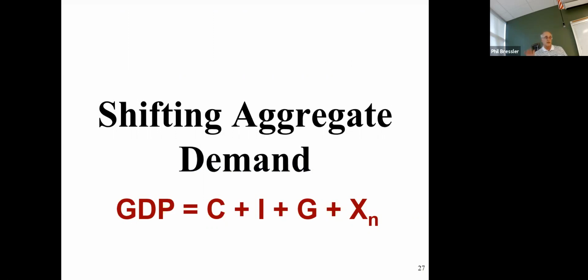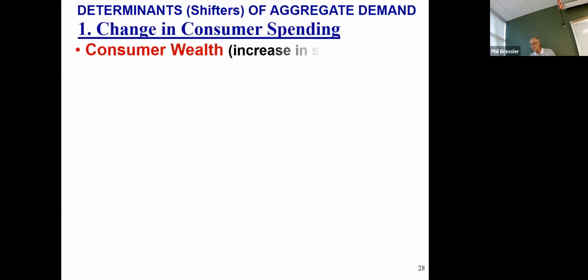Remember, it's net exports, exports minus imports. Consumption, investment, government spending, net exports. I'll give you a couple of examples of each. All right, so change in consumption.